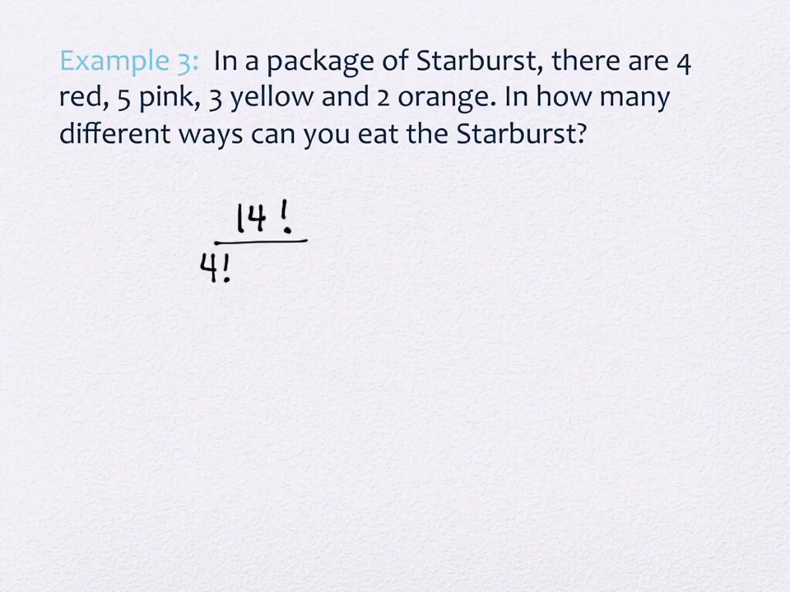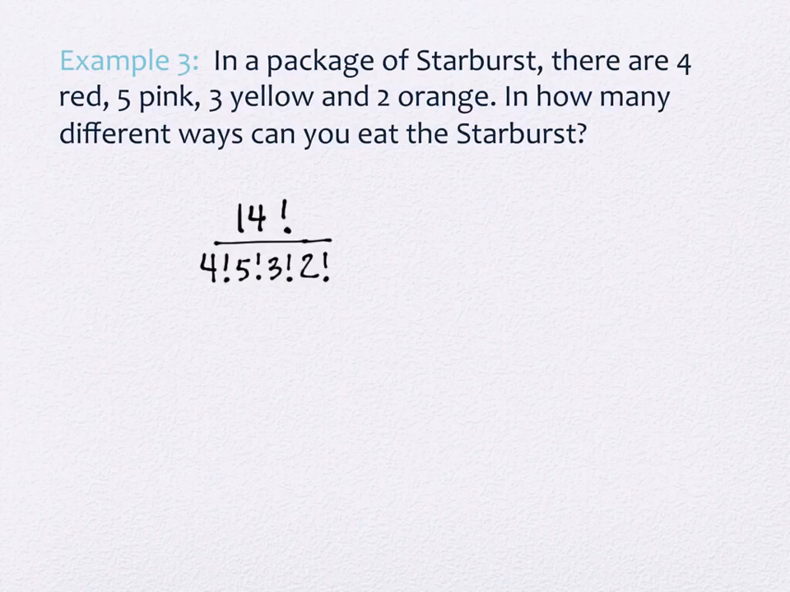And then you have the pinks. And there are 5 factorial. This is a good package of Starburst. What's next, yellow or orange? Yellow. How many yellows are there? 3. And how many oranges? 2. Okay.